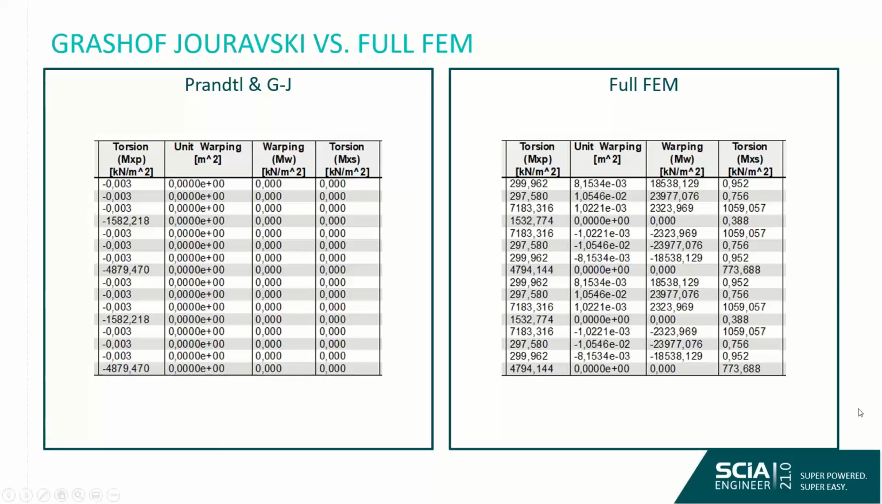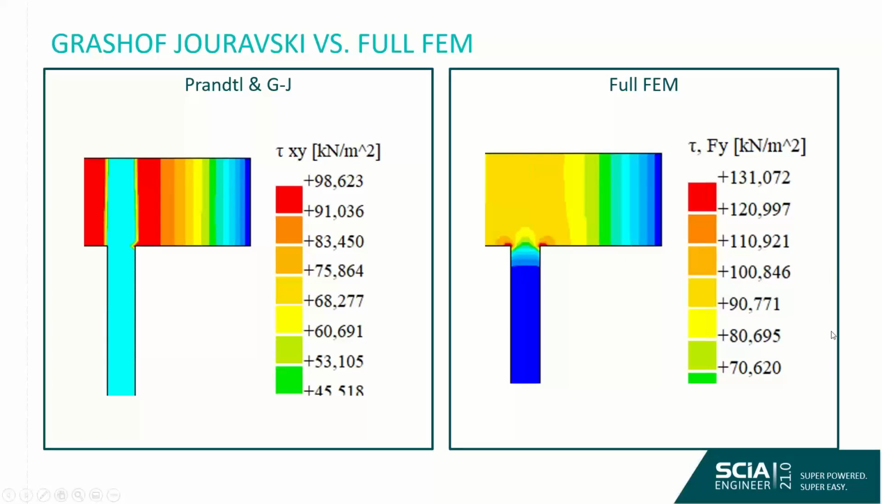Big difference as well, as I told you, the Prandtl method is only able to give torsion values, but not able to determine the warping values and the secondary torsional moment values. So these are zero, whereas with full FEM, they can be calculated and checked afterwards in the check. Also not a minor difference.